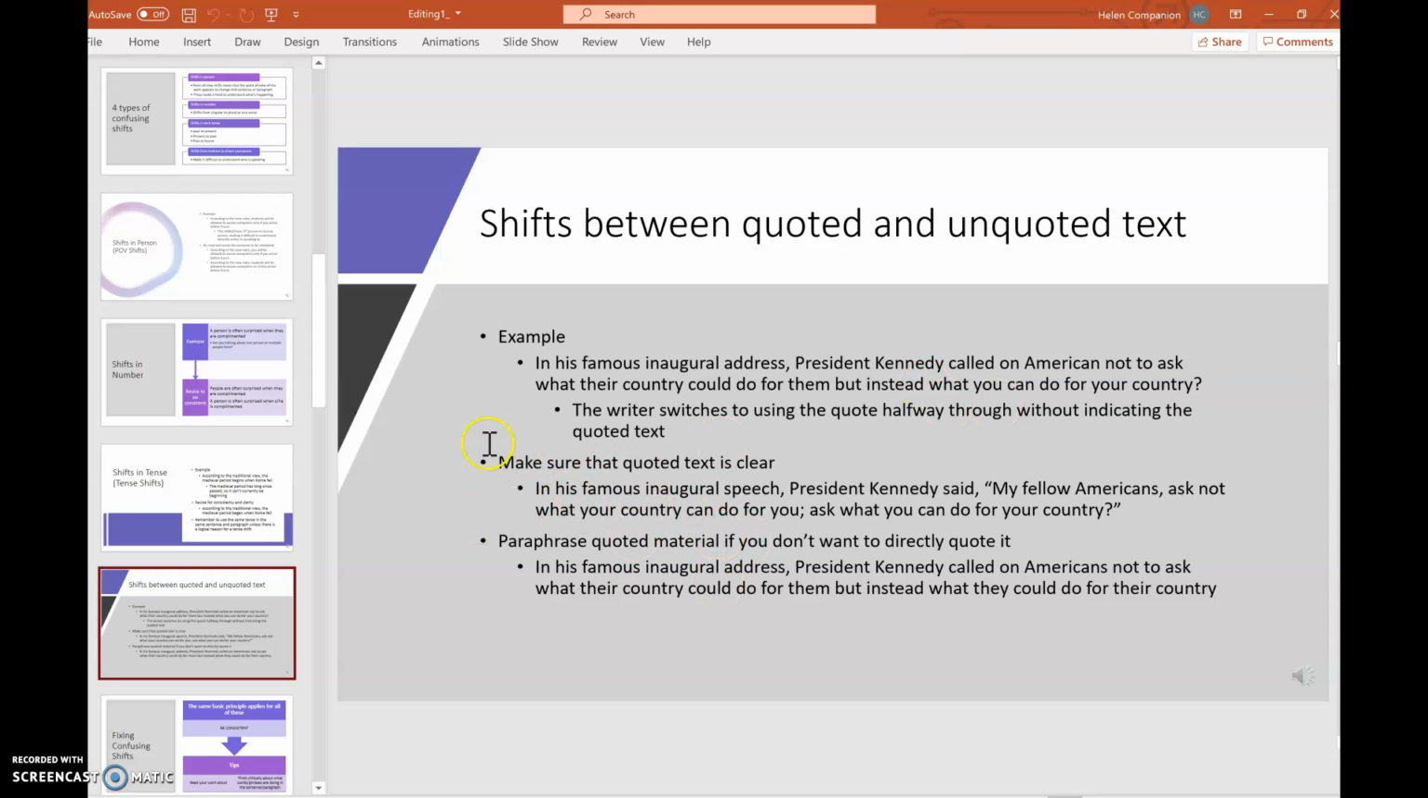So you have two options here. You can make sure that the quoted text is clear. In his famous inaugural speech, President Kennedy said, "My fellow Americans, ask not what your country can do for you, ask what you can do for your country." Or we can paraphrase the quoted material if you don't want to directly quote it. In his famous inaugural address, President Kennedy called on Americans not to ask what their country could do for them, but instead what they could do for their country.